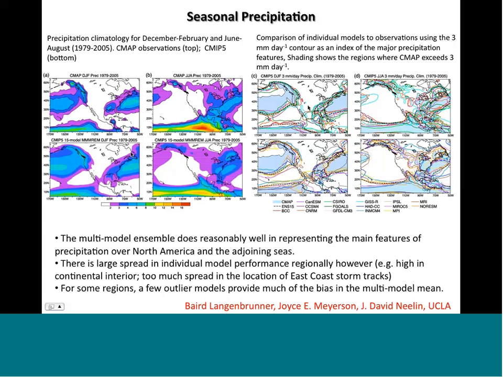And if you look at individual models over here on the right panels, again we have this column here is for wintertime, and then summertime on the right. The observations are actually in the blue shading. This is for the 3 millimeter per day contour. So it's like an index of major precipitation features. So the observations are the blue shading, and each of the lines is an individual model. And you can see there's some real outlier models there that cause some of the biases that you see.